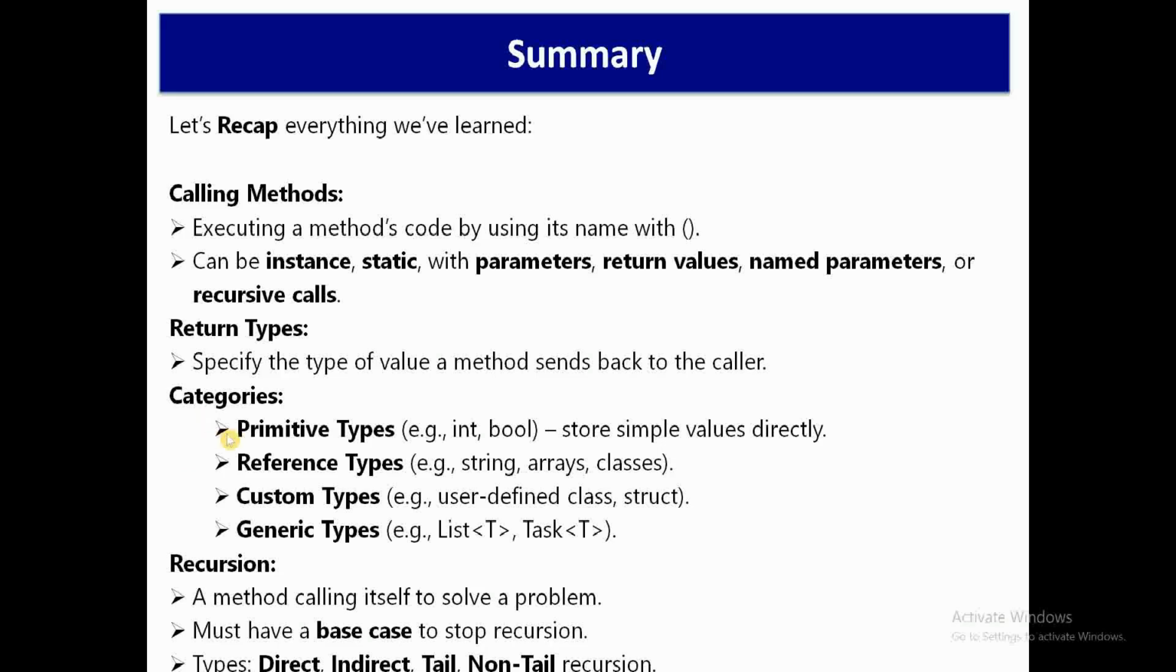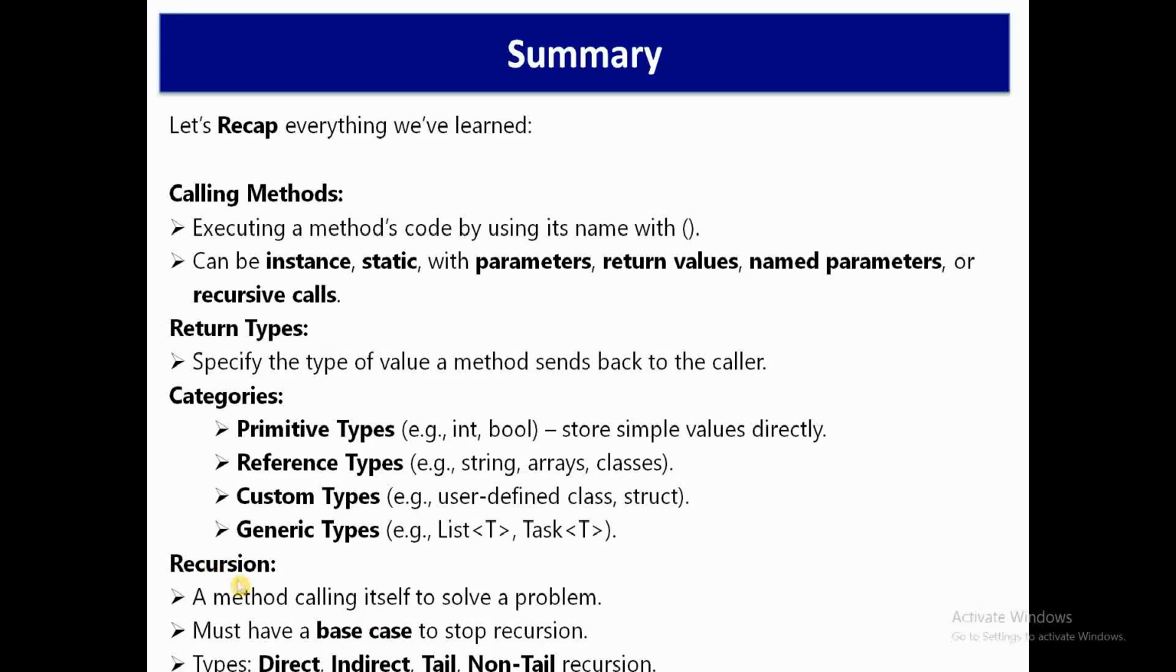We have categories here. Primitive types: we can get integer values, boolean values, double values, and store the value directly. Reference types are like string, arrays, classes, where we only store the reference of the value but not the actual value stored in the memory. But in primitive types, the actual data is stored in the memory. Custom types like user-defined class, struct. Generic types, like list of values, task of values.